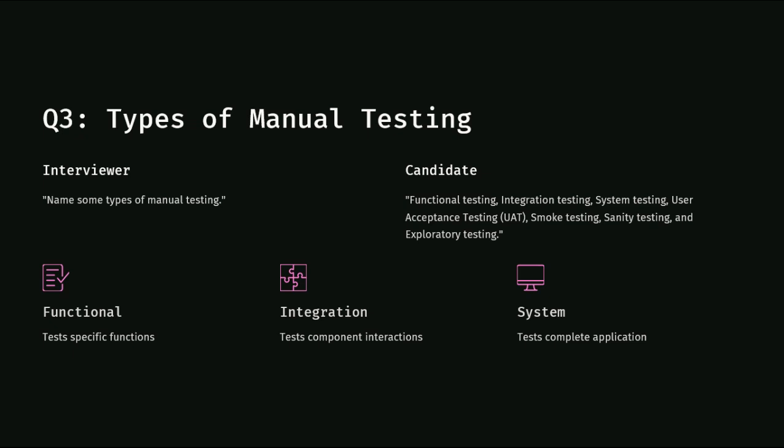Let's move to the third question. Types of manual testing. So, again, in another way, name some types of manual testing. Candidate will give the answer: functional testing, integration testing, system testing, user acceptance testing, smoke testing, sanity testing, and exploratory testing. These are the different types of manual testing.